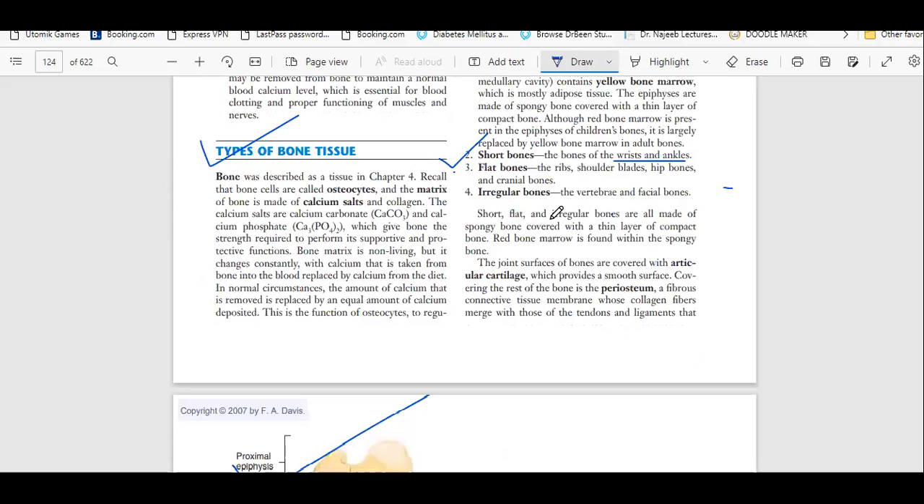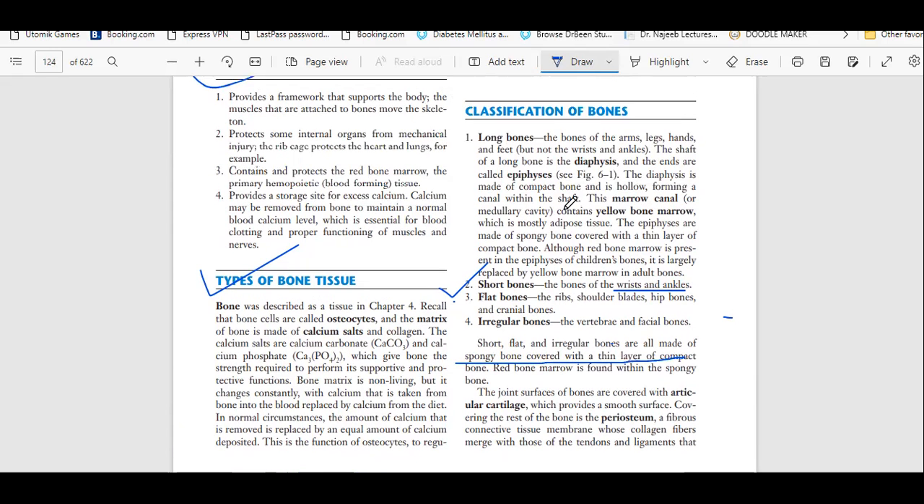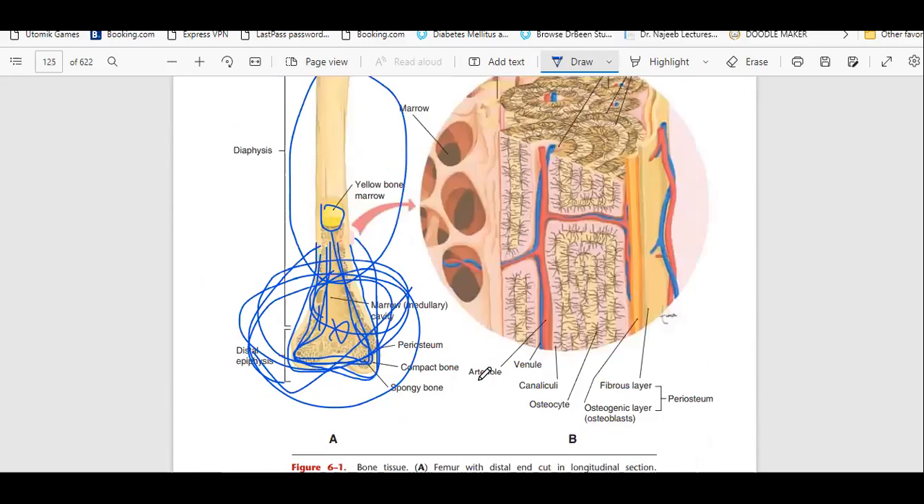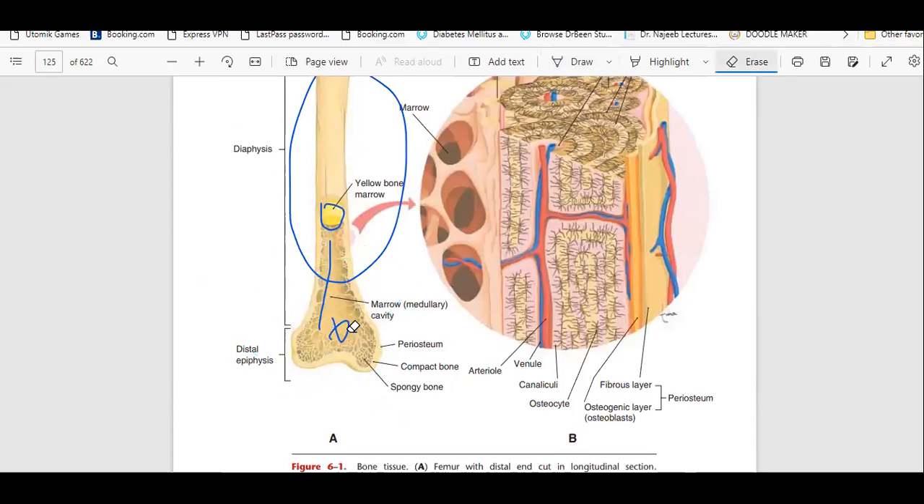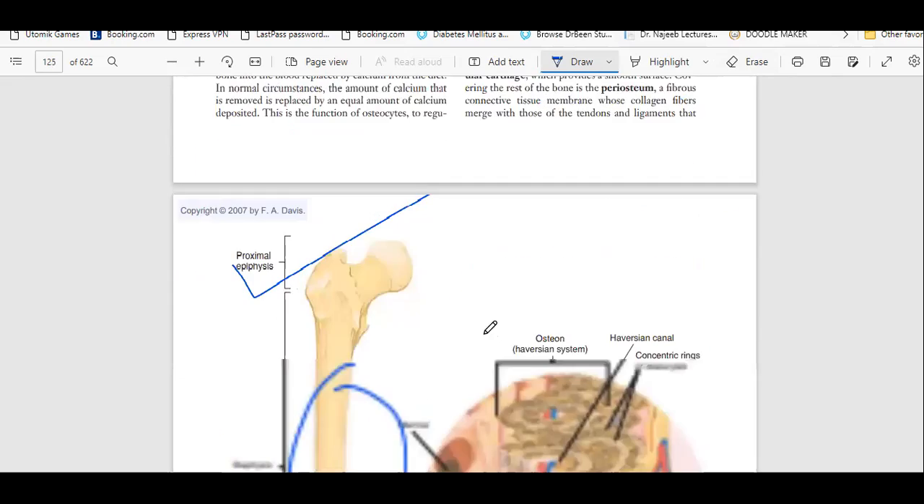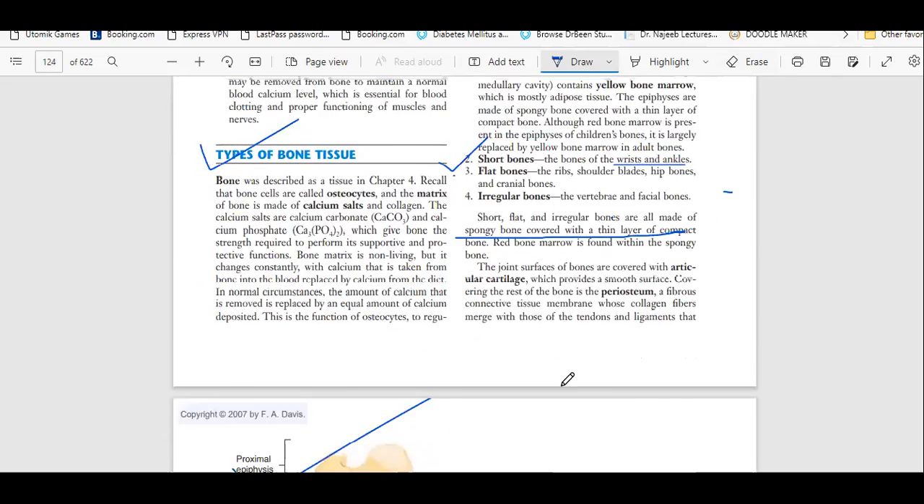Short, flat, and irregular bones are made up of spongy bone covered with a thin layer of compact bone. Basically, whatever bone other than long bone, meaning short bone, flat bone, and irregular bone, is made up of spongy bone. You can see here, this is the spongy bone, everything here, and it is covered with compact bone.